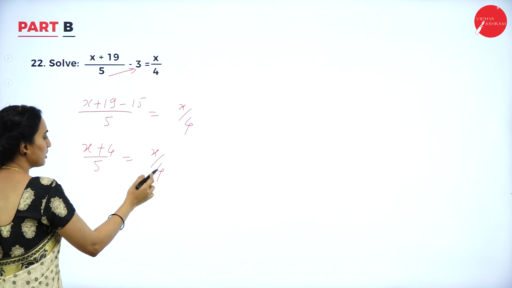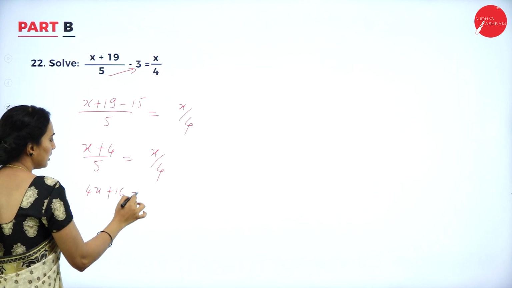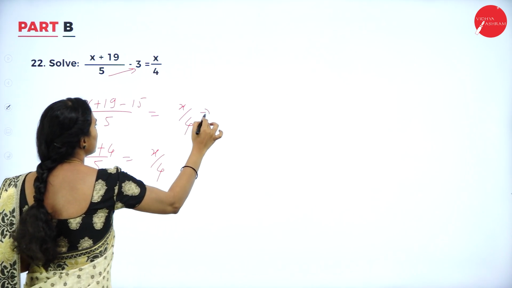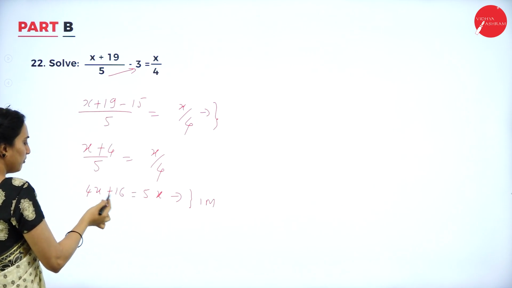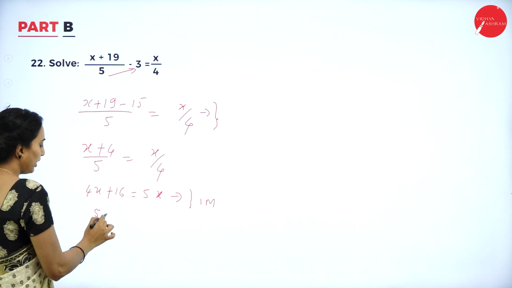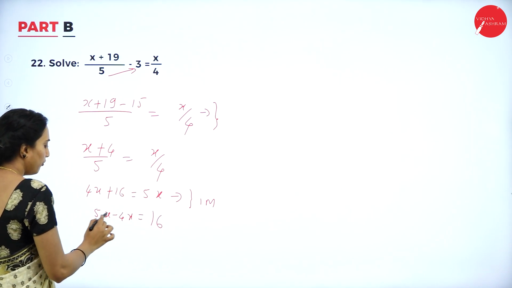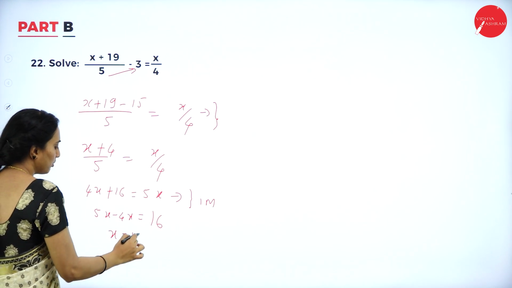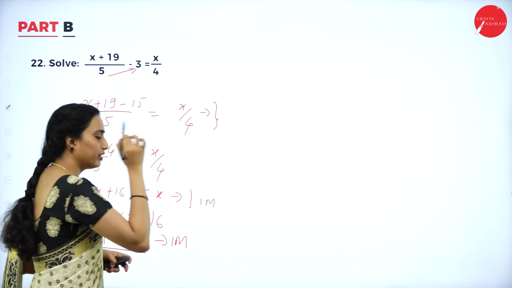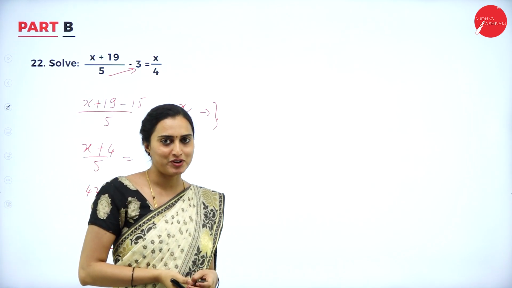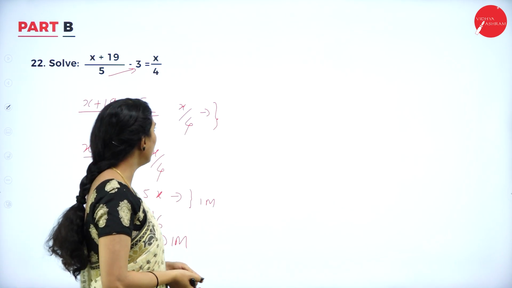Now here you can cross multiply 4 to this. 4 into x plus 4, 4 4s are 16, is equal to 5x. Writing this step and this step is given 1 mark. Got it? Now you can take 4x to that side, which you are going to get as 5x minus 4x is equal to 16. Now 5x minus 4x is nothing but x, so x is equal to 16 is your answer. And writing this will be 1 mark. That's it, which will be 2 marks, dears. I hope you understood this step, right? Now, we'll be moving on to the next question.